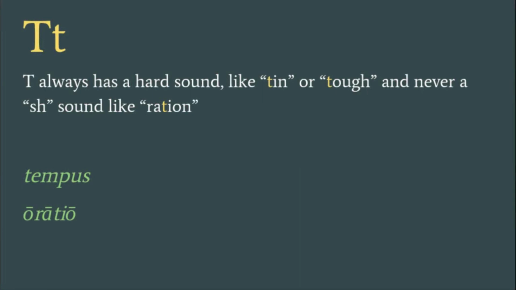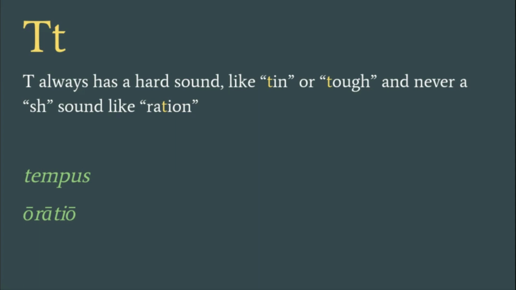Next, we have the consonant T. So T is always a hard sound, right? Like the word tin or tough in English. It's making a T sound. It's never a sh sound. Sometimes in English, we make it that. Like if you think of the word ration, right? That sh sound comes from the T followed by the I.